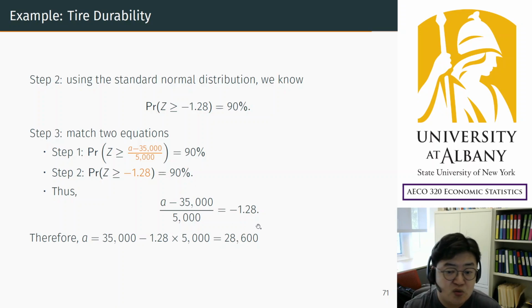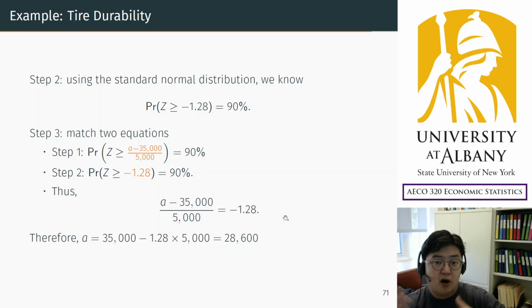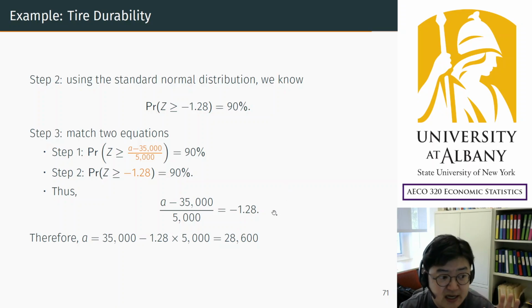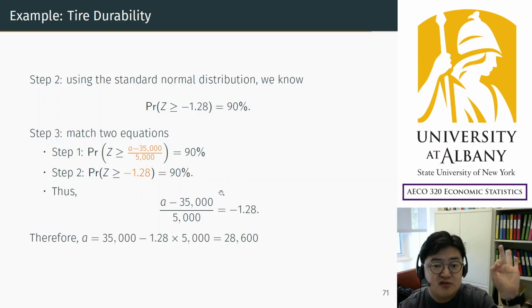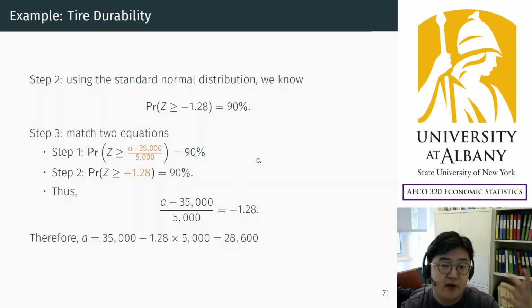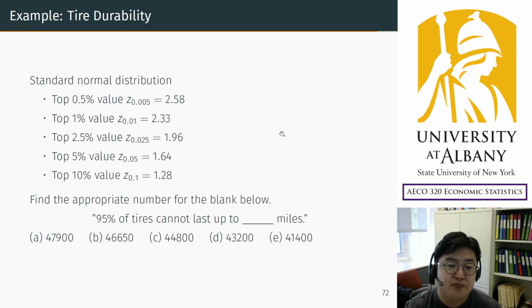That is this number. Okay, so it is a little different, but the basic ideas are the same. Standardization, using standard normal distribution information, and match them. That is basically what we are doing. Okay, now it is your turn. Find this number: 95% of tires cannot last up to this mileage. So think about whether it is the top 5% or bottom 5%, and use these numbers. You can use these numbers and find it based on those numbers.